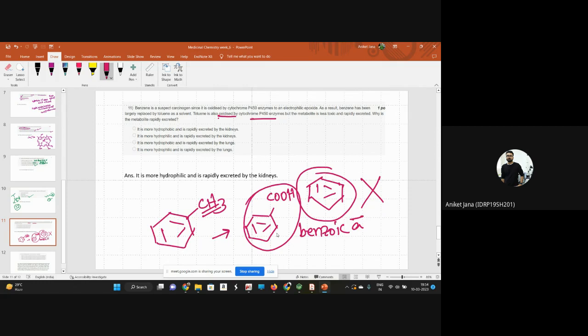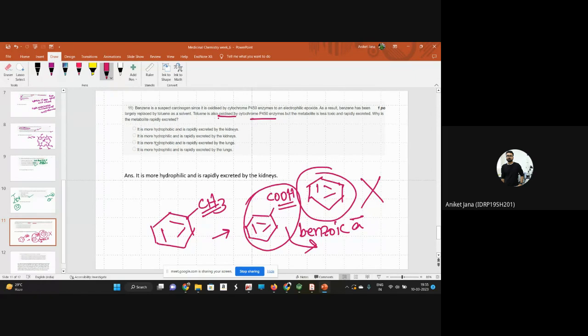So what happens when we use toluene instead of benzene? Via the oxidation, this benzoic acid is formed. And as we know, is this a polar or non-polar group? Polar, a very polar group. A carboxylic acid group is present here, so it is readily excreted by the kidneys because of the polarity of this group. It is passed from our body. So from the first two options, rapidly excreted by the kidneys, there are two forms.